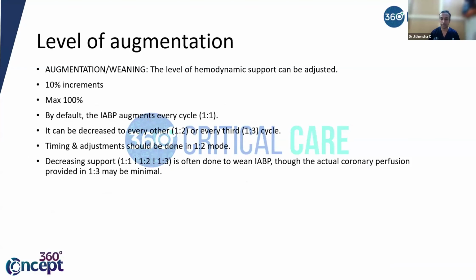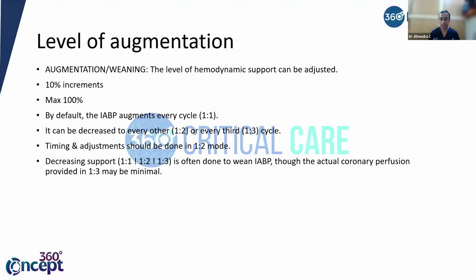So we saw the various triggers. Next, I told you, is level of augmentation. We have those LED lights, which are there in 10 steps. 10 LED lights are there. So the least is 10%. The maximum is 100%. Usually it will be kept at 100% because we want to give maximum augmentation. That is how much the balloon is getting inflated. At least 90% should be inflated.